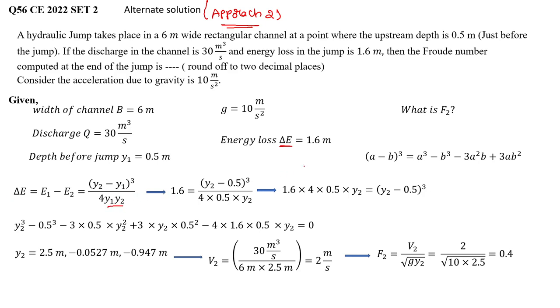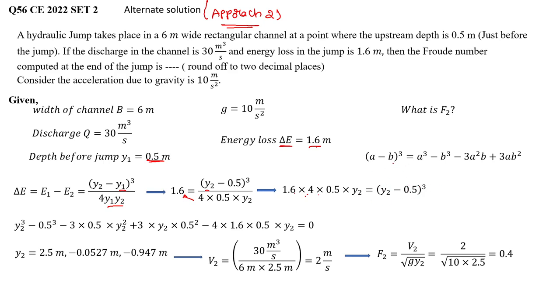As we know, delta E is given as 1.6 meters. This is the given data. And Y1, we know this is also given in the question, 0.5 meters depth before the jump. So we substitute in this equation. Now let's shuffle the terms: 1.6 into 4 into 0.5 into Y2 is equal to (Y2 minus 0.5) whole cube.